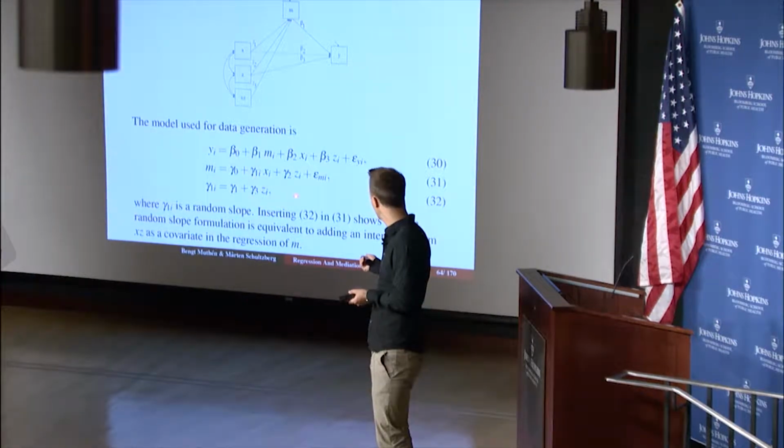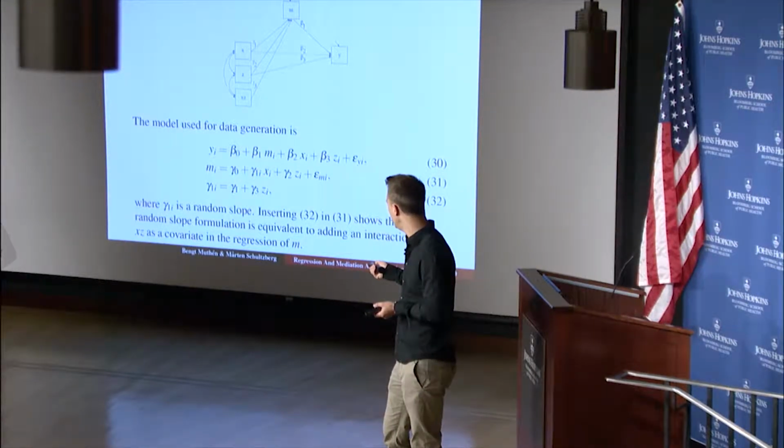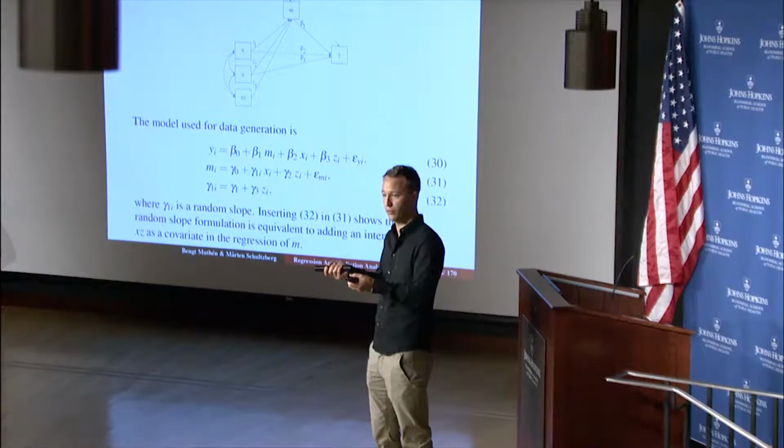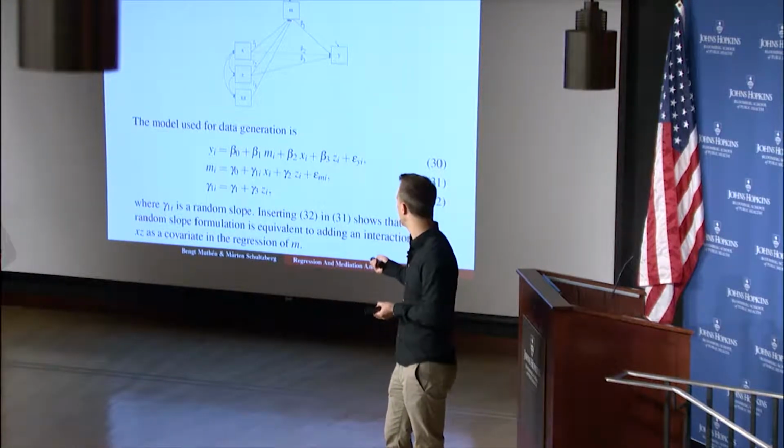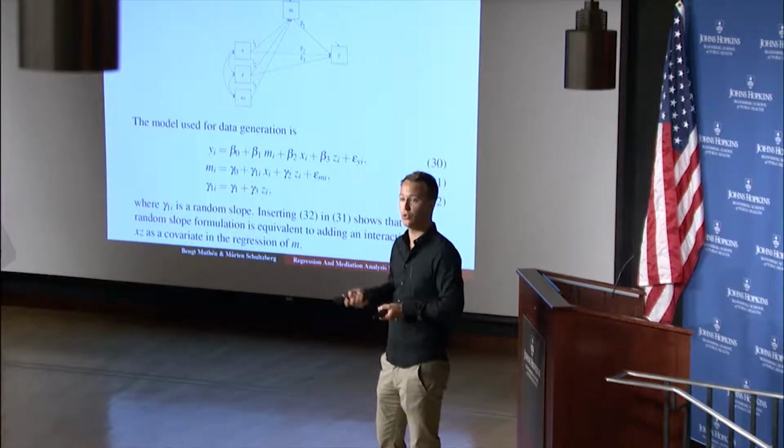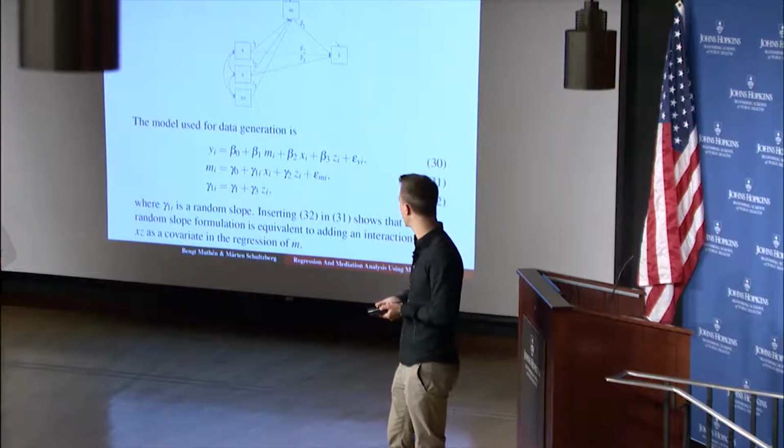So if you would insert now 32 into 31, so this expression instead of this gamma here, put this expression in, you have X times gamma 1, and then X times Z gamma 3. So you have these two terms. So if you realize that you can write it in this way, then this is an excellent trick which you have to use to generate this data in Mplus.